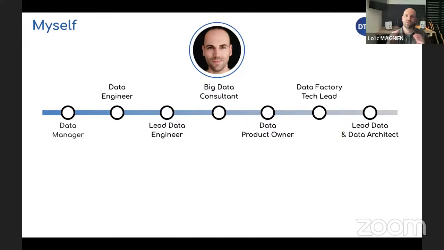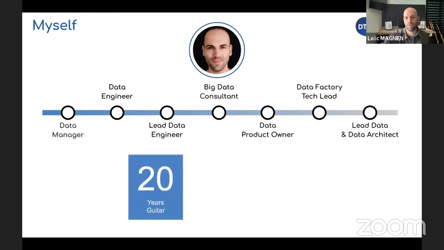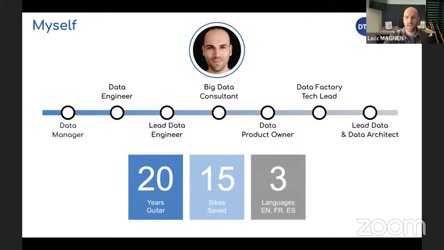So this was just to show that I've been basically ramping up the different stages from data engineering to data architect. On a personal note, I've played the guitar for 20 years. I've got 15 bikes that I saved from the trash. That's one of my spare time activities, just repairing old bikes. I like to do this. And I speak 3 languages, which are English, French, and Spanish. I try my best with English today.